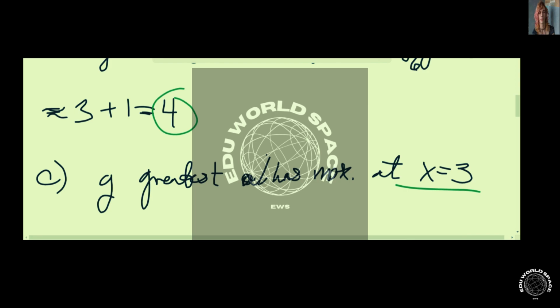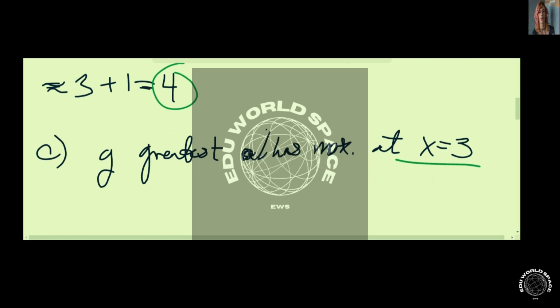Likewise, we see that from x equals 3 to 7, the area is negative. And so we see that our cumulative area g is least, or it has a minimum, at x equals 7.